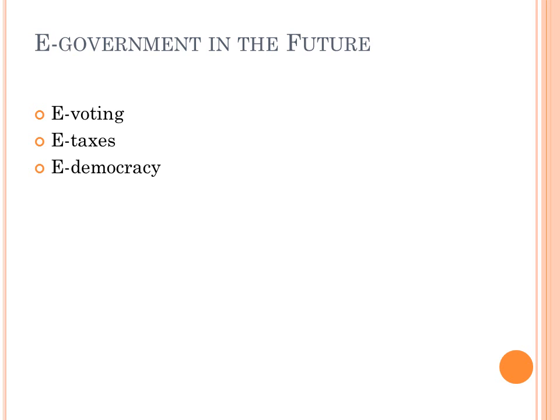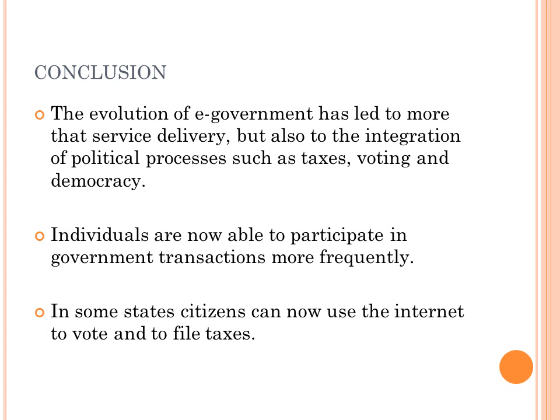E-government in the future today, however, has come a long way. As stated in earlier slides, e-voting exists, e-taxes and e-democracy. E-democracy developed along with e-government. The evolution of e-government has led to more than service delivery, but also to the integration of political processes. As stated again, taxes, voting, and democracy. Individuals are now able to participate in government transactions more frequently, thus enhancing democracy among citizens and government.